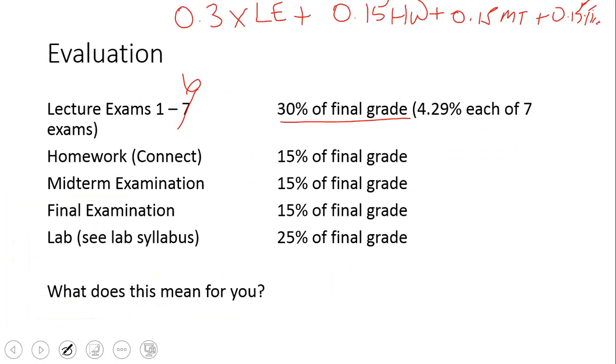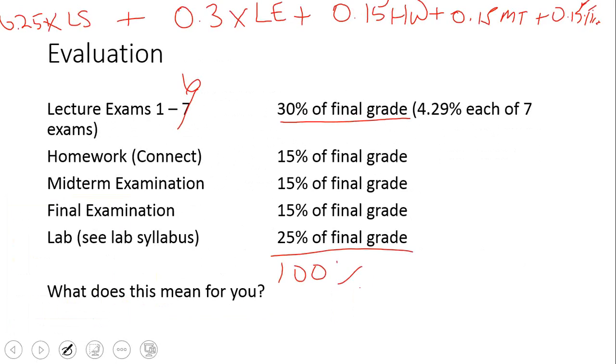And then the last 25% is your lab score, so 0.25 times your lab score. If you add all these numbers together, 30 plus 15, 15, 15, and 25, this is going to equal 100%. Okay, that's how I calculate your grade.